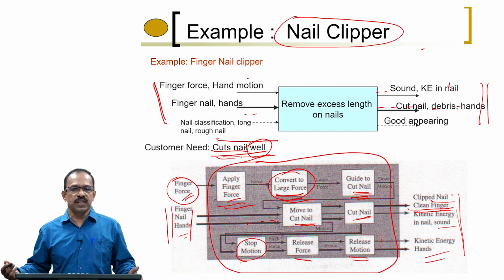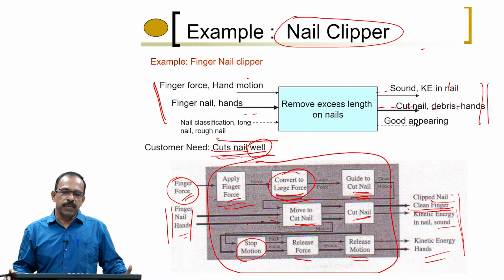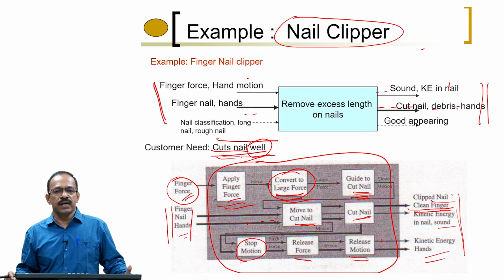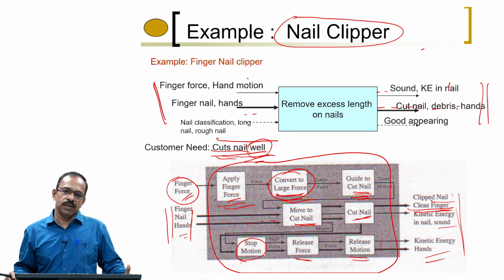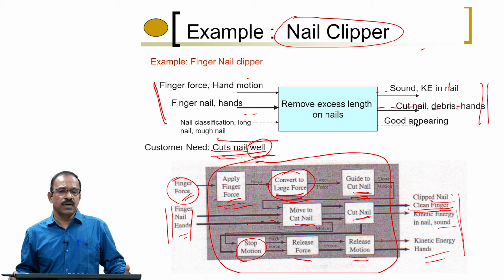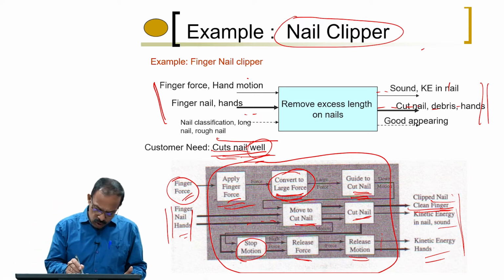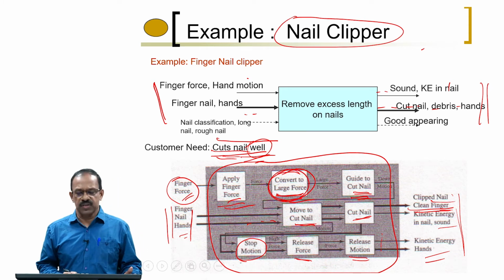So, you must have seen in the existing nail clipper there is a particular way of increasing the force. The applied force is increased because of the particular arrangement of the lever and the blade edge. Now, if you feel that that is actually a problem because we need to apply large force, and we can reduce the force required from the user, we can think of a new concept to get this convert to large force.